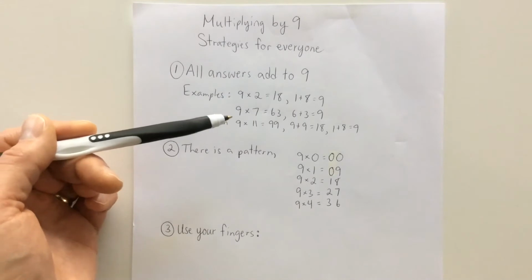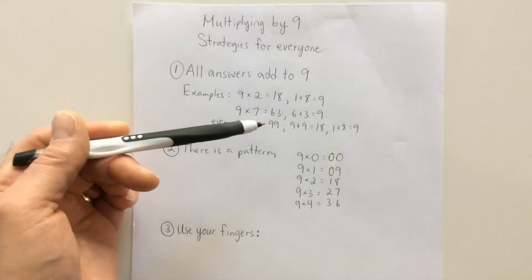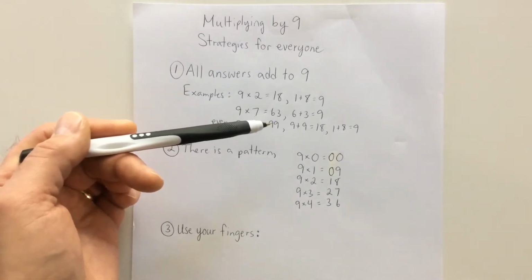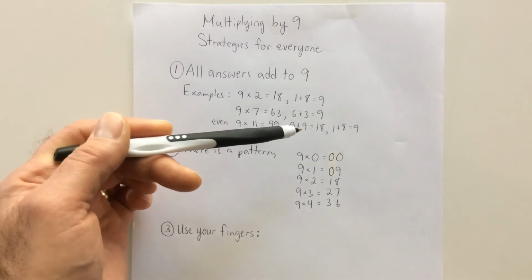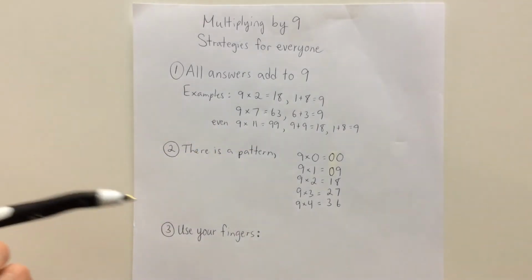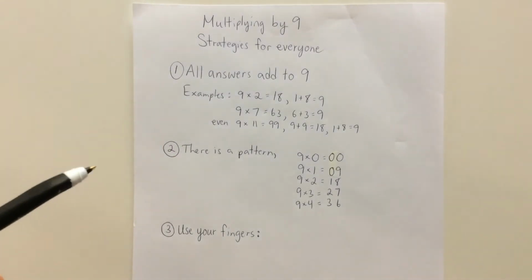Now, there's even this 9 times 11, which is 99. You're like, hey, that doesn't add to 9. So it's two nines. But if we go a little further, add those two: 9 plus 9 is 18. 1 plus 8 is 9. So yes, eventually it does add to 9. So that's the first strategy I wanted to point out.